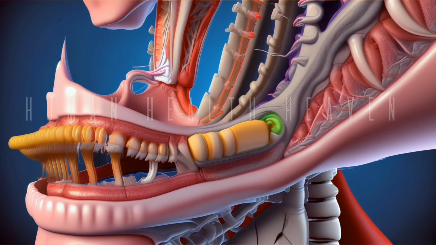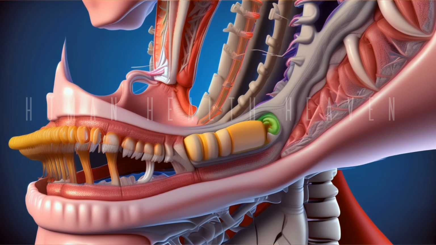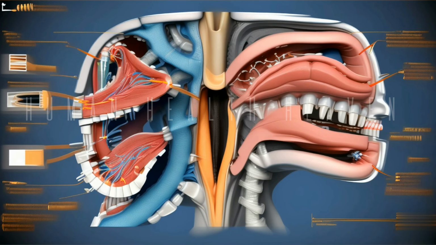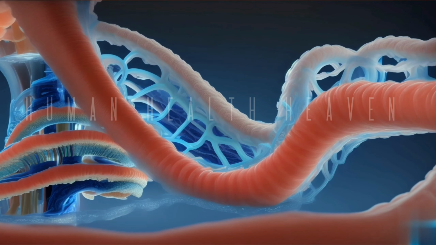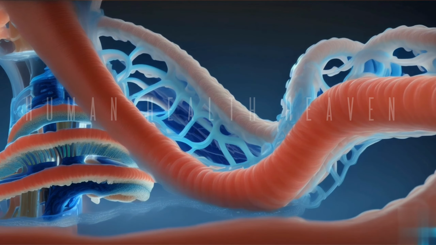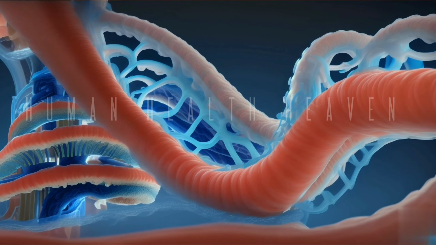Resonatory system. Pharynx. The pharynx is a muscular tube connecting the nasal and oral cavities to the larynx. It serves as a resonating chamber for sound. The pharynx is a muscular tube that connects the nasal and oral cavities to the larynx, voice box, and the esophagus, food pipe.